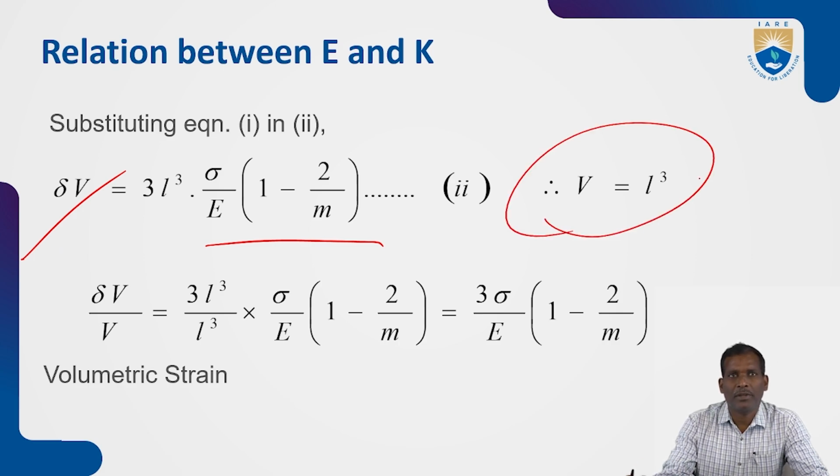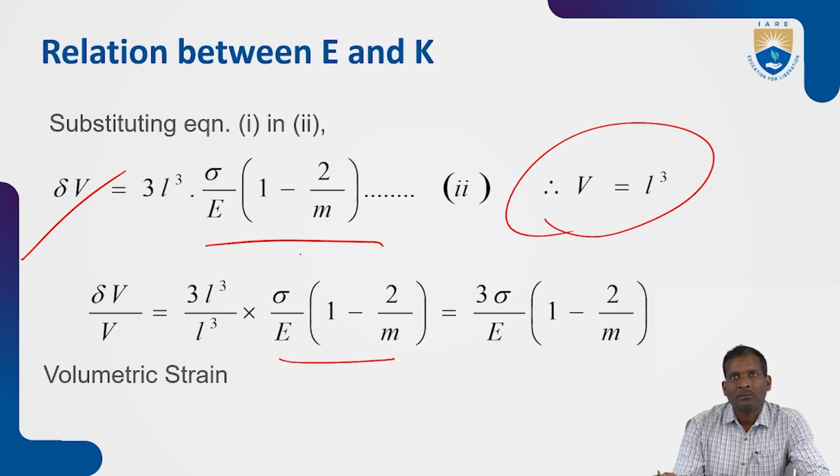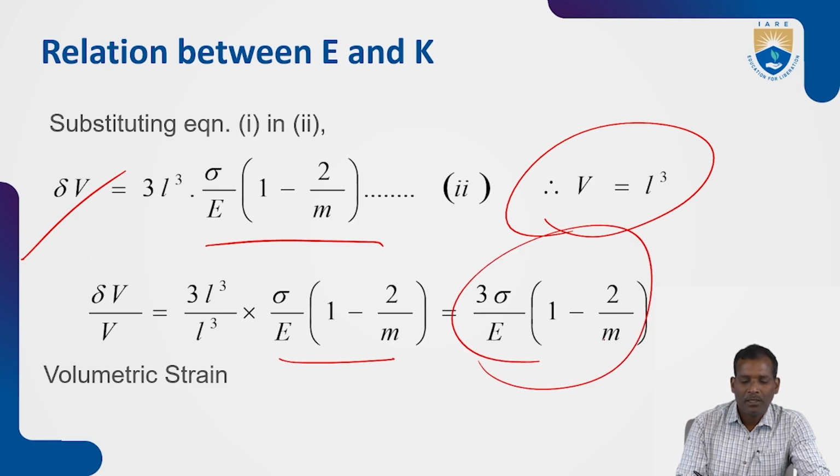So delta V by V is equal to 3L cube by L cube multiplied with this delta L by L. Substitute L cube in place of V. After simplification, we will get 3 sigma by E into 1 minus 2 by M. So this is the volumetric strain, delta V by V.